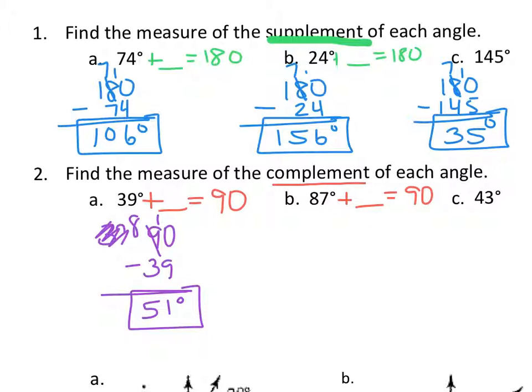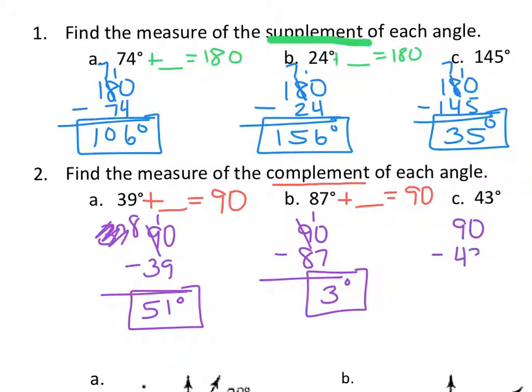For this one, we need to know 87 plus what number equals 90 degrees. So again, we need to do 90 minus 87 degrees, and that gives us 3 degrees. And so for the last example, we would have to do 90 minus 43 degrees, which would give us 47 degrees. So that's how you find the complement of an angle.